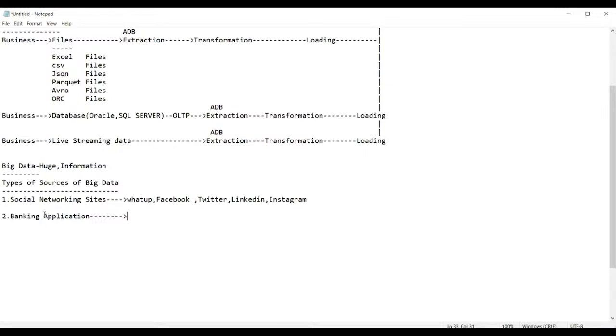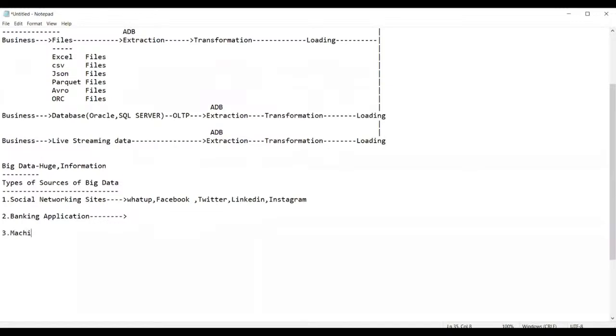We have discussed this as a business now. Business can be a social networking site, which is one type of business. The banking application is another type of business from where we get the data.